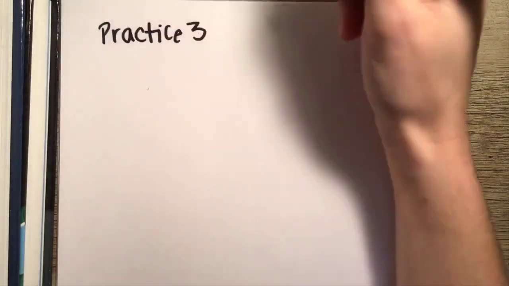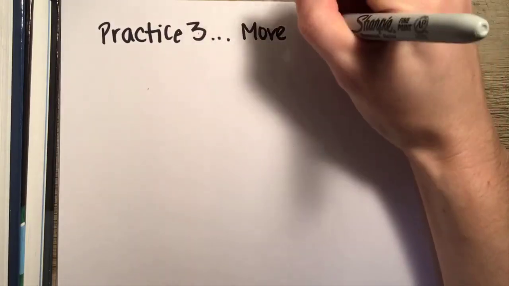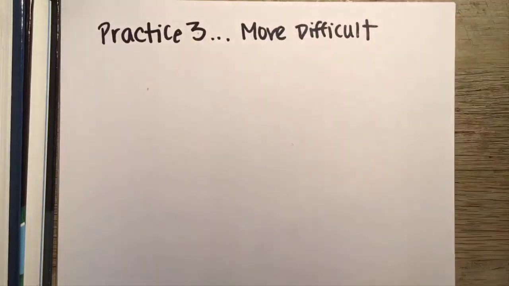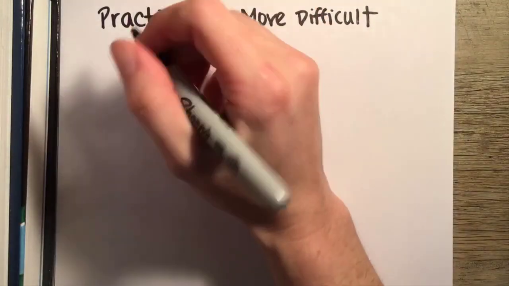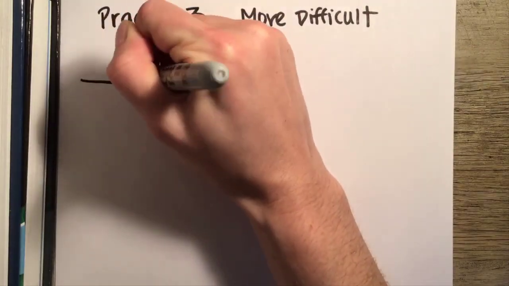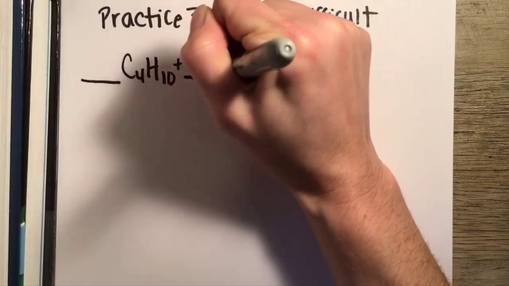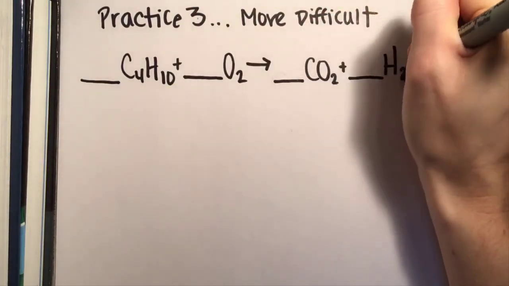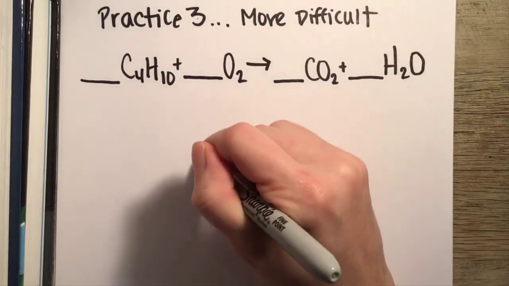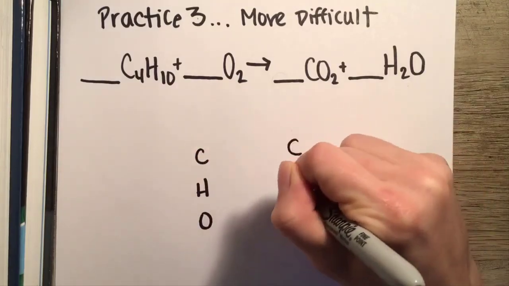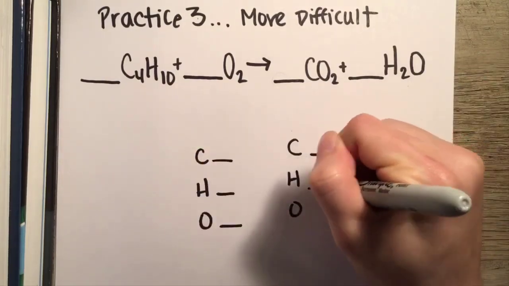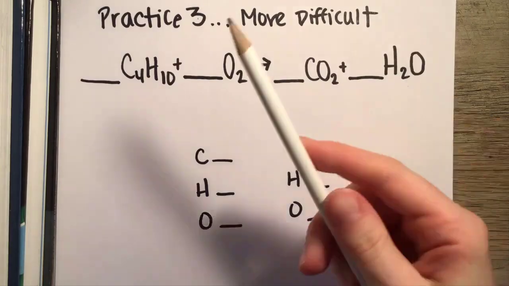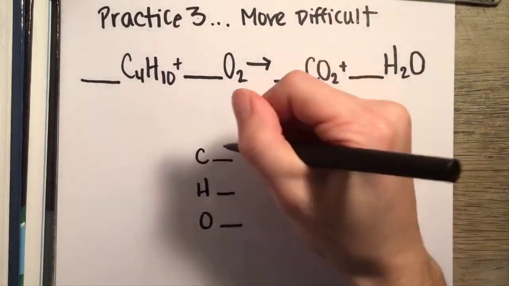I'm going to leave us on a third combustion equation that is going to be a little bit more difficult. So this particular combustion reaction, you guys will see why this ends up a little bit more difficult. So let's do C4H10 plus O2 reacts to form CO2 plus H2O.